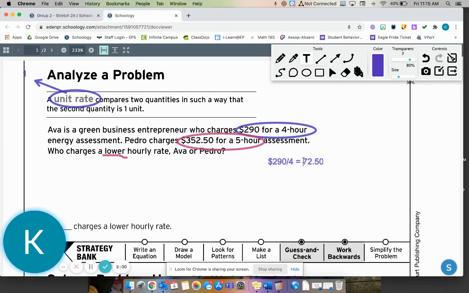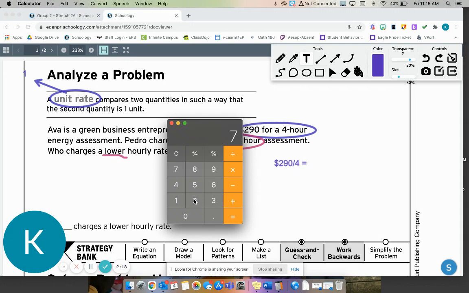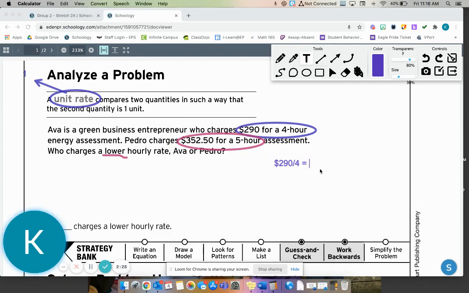This is for, oh my goodness, what just happened? All right, let me undo that. Sorry. We're going to start over. We're going to take $290 divided by 4. And let's review what we get. 290 divided by 4 equals 72.5. That is the same as 72.5 equals $72.50. This is for Ava because up here she's charging $290 for 4 hours.